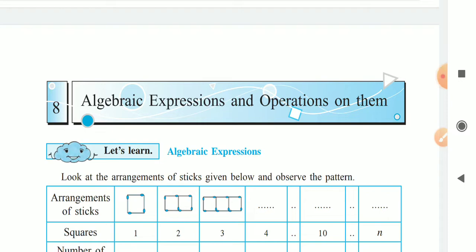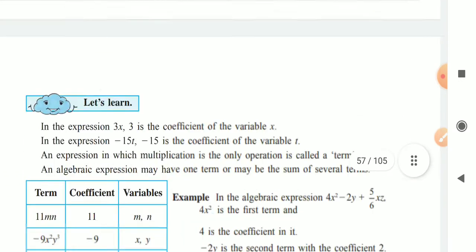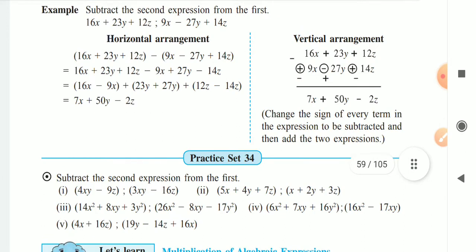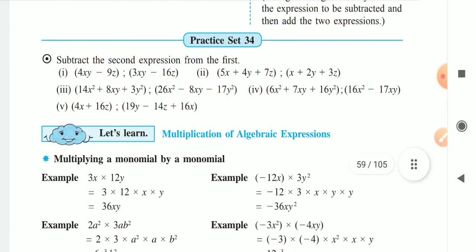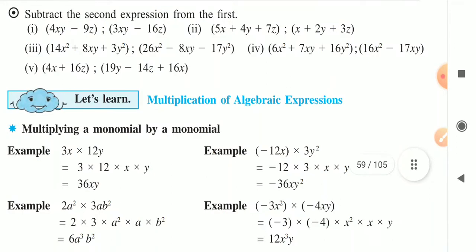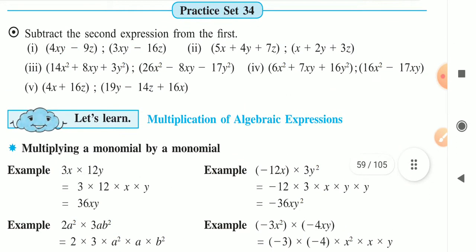Lesson number 8, algebraic expressions and operations on them. Under this lesson, today we will see the second, that is subtraction of algebraic expressions. Yesterday we had seen addition. Now today we will see the multiplication of algebraic expressions. Actually, multiplication of algebraic expressions is easier than addition and subtraction of algebraic expressions.